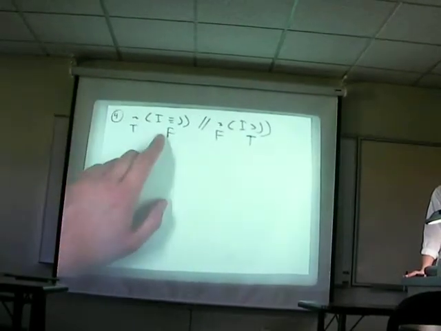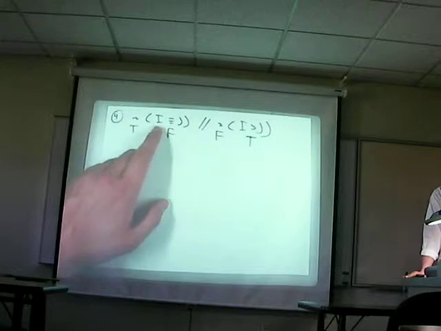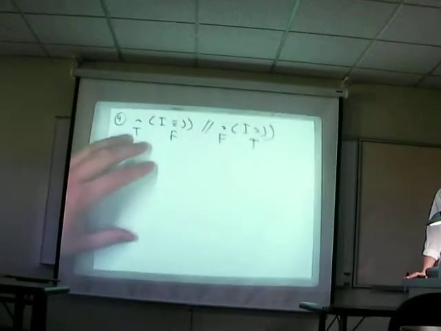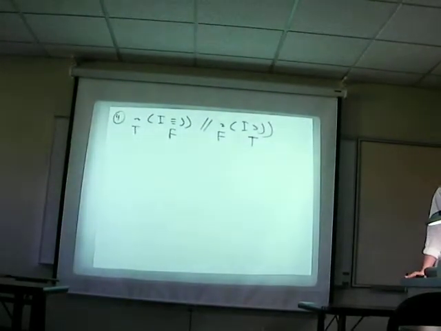Now let's turn our attention to the triple bar. The triple bar we figured out has a value of F. Given that information, can we know anything about I and J? Again, consult your truth table, and you'll see that there are two ways for a triple bar to be false. It could be T triple bar F, or the other way around, F triple bar T. So again, no immediate information is gained, with one obvious exception.